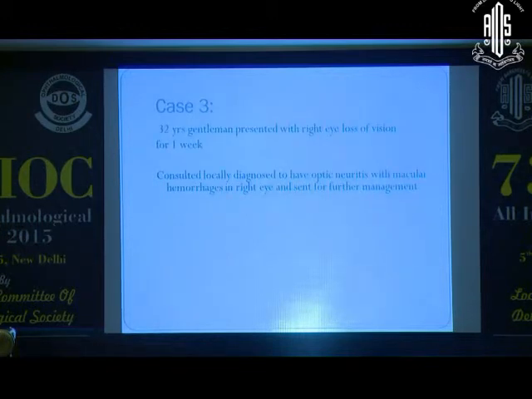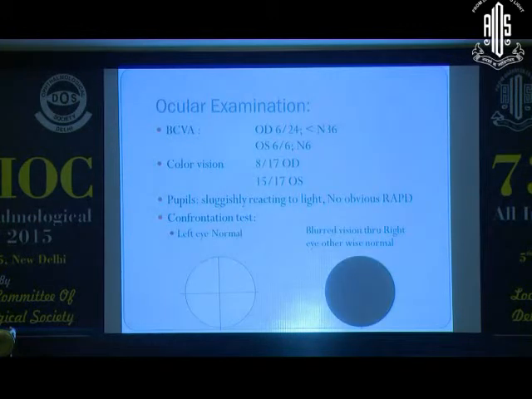Okay. Coming to the third case, it was a 32-year-old gentleman who presented with complaints of right eye loss of vision for 1 week. He was consulted locally and was diagnosed to have optic neuritis with macular hemorrhages in the right eye and was sent for further management. The best corrected visual acuity was 6/24, less than N36 in the right eye, 6/6 and N6 in the left eye. Color vision was 8/17 in the right eye and near normal in the left eye.